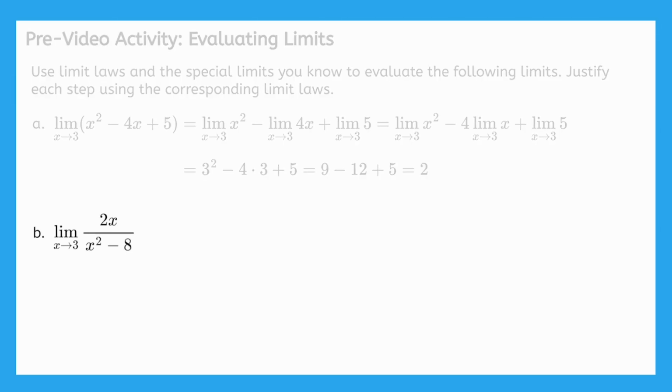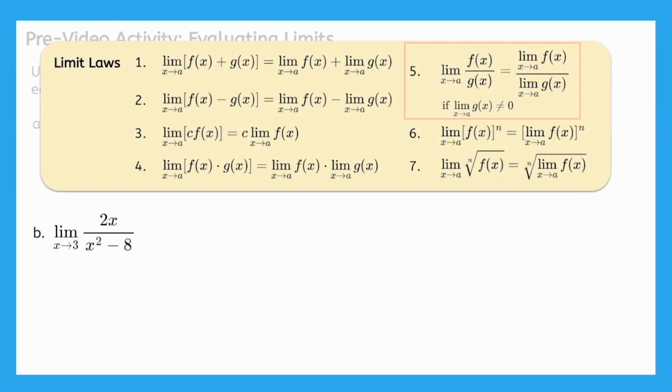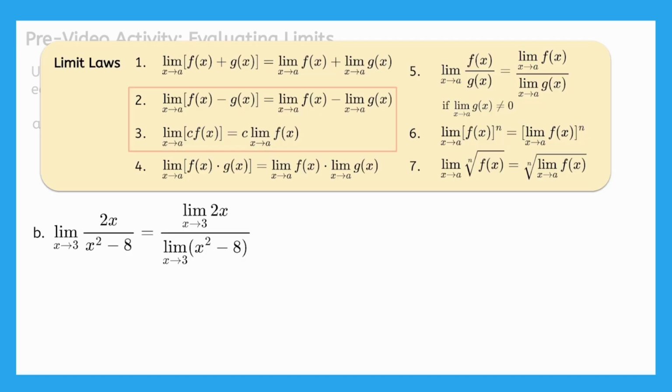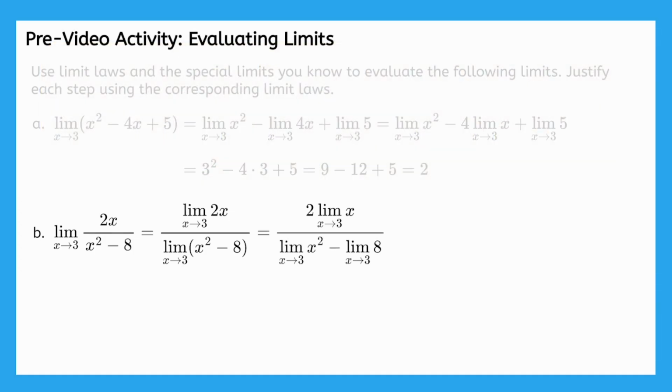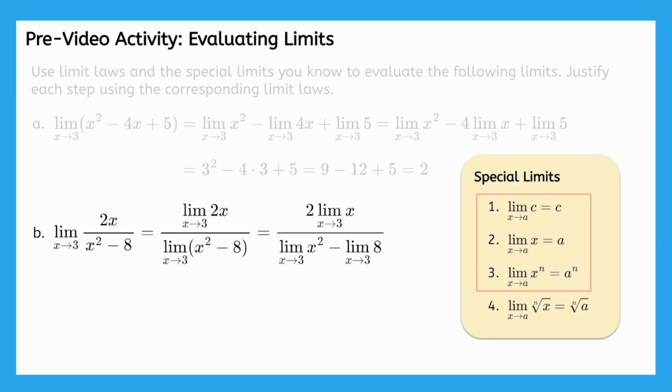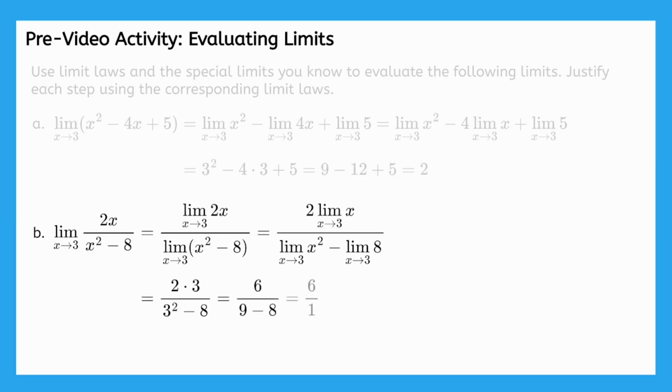Now on to the second limit. By the quotient law, we can break down the limit into the limit of the numerator over the limit of the denominator. Using the constant multiple and difference laws, we can pull out the 2 from the numerator and separate the denominator into 2 limits. Once again, we use our special limits, specifically these 3, to evaluate each of the limits. Now we just simplify, getting a final result of 6.